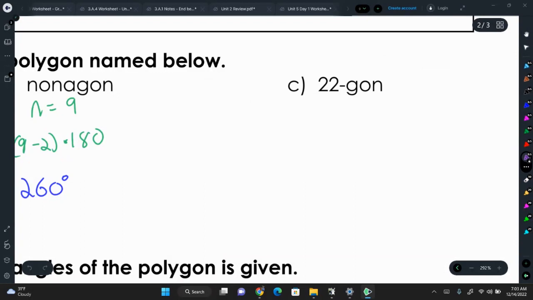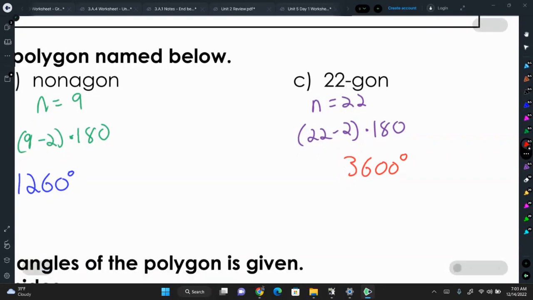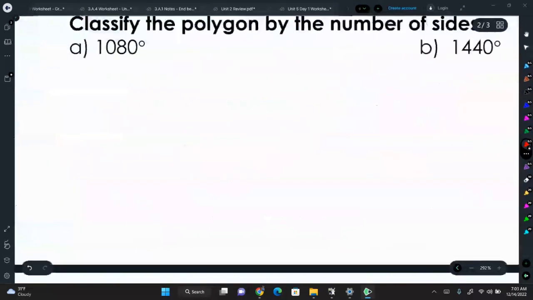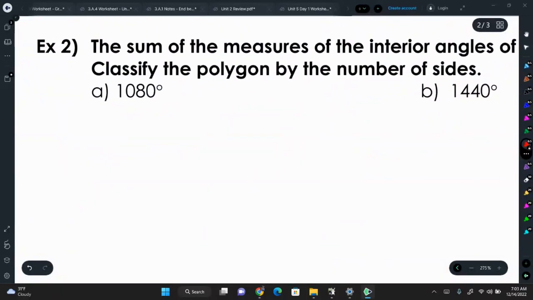Now a 22-gon, n equals 22. So we're going to have 22 minus 2 times 180, and that's going to give us 3,600 degrees. So down here, we're going to go backwards. I'm giving you how many degrees the angles add up to. We're going to figure out how many sides this has.